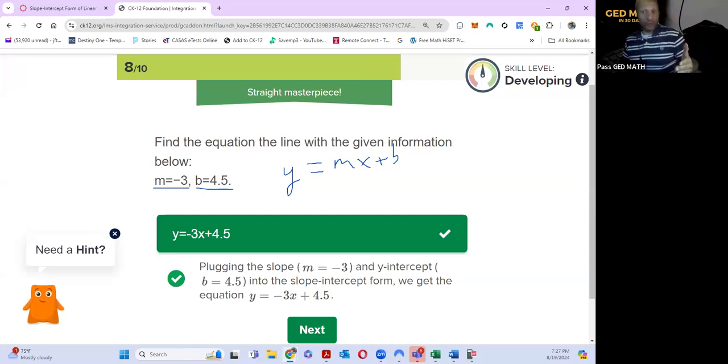Again, see how I reinforced it? M is my slope. I know my slope is -3. B is my y-intercept, which is 4.5. I know my slope-intercept form is y equal mx plus b. So each step of the way, you are reinforcing yourself in what you know. Let's go now. So it's developing.